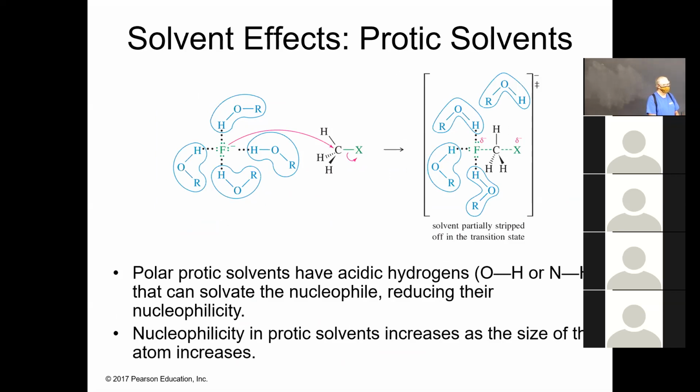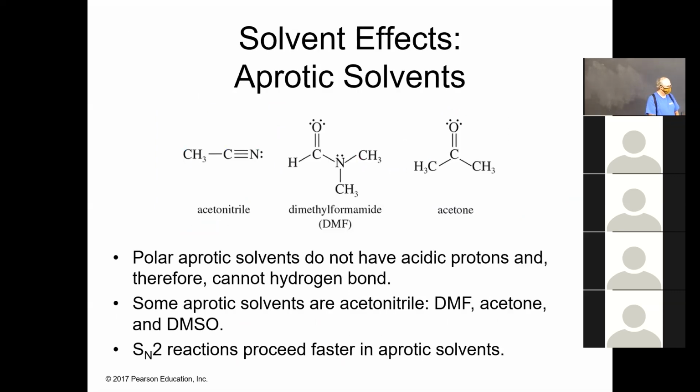Be sure you know the difference between protic and aprotic solvents. A protic solvent is one that can accept and donate hydrogen bonds. Generally, a protic solvent will have an N-H or O-H bond. These are aprotic solvents: acetonitrile, DMF, acetone, and then there's another one down here that's listed called DMSO, dimethyl sulfoxide. SN2 reactions proceed faster in aprotic solvents.